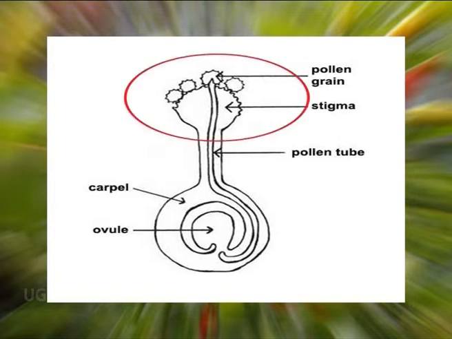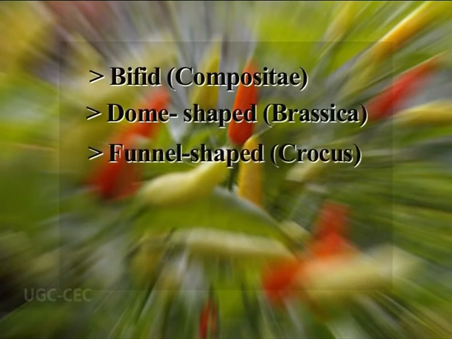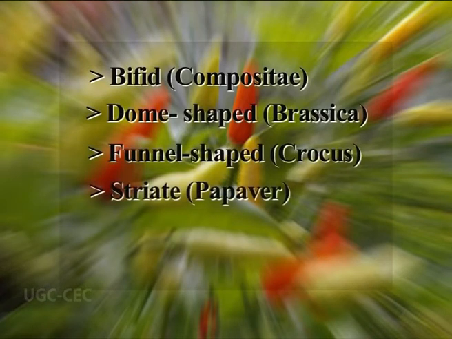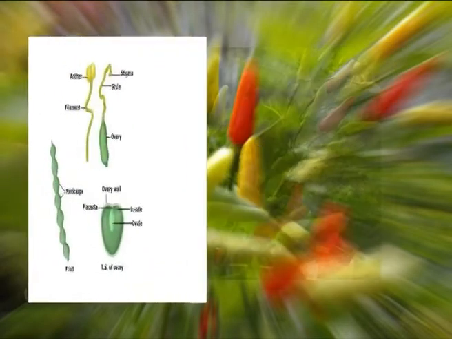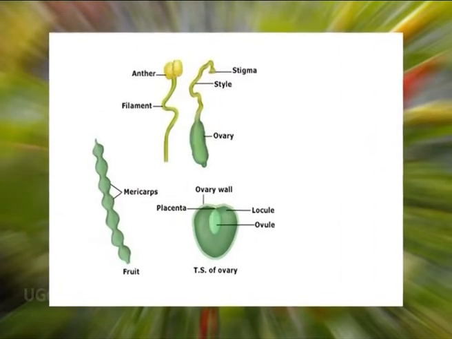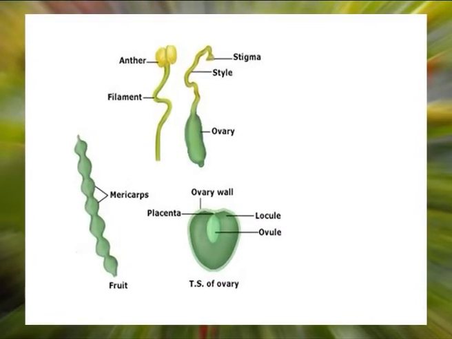At the tip of the carpel is a sticky stigma that receives pollen. The stigma may be bifid, for example in Compositae, dome-shaped in Brassica, funnel-shaped in Crocus, striate in Papaver, or plumose in case of Gramineae. A style leads to the ovary at the base of the carpel, which contains one or more ovules in the intra-ovarian chamber or locule. The ovule develops into a seed on fertilization.